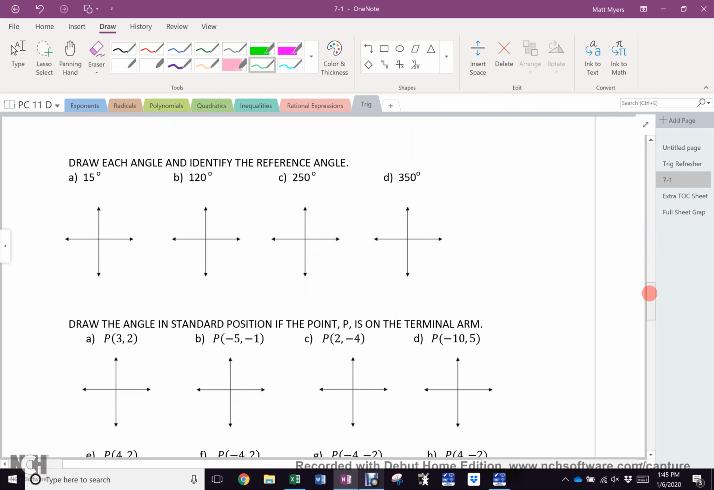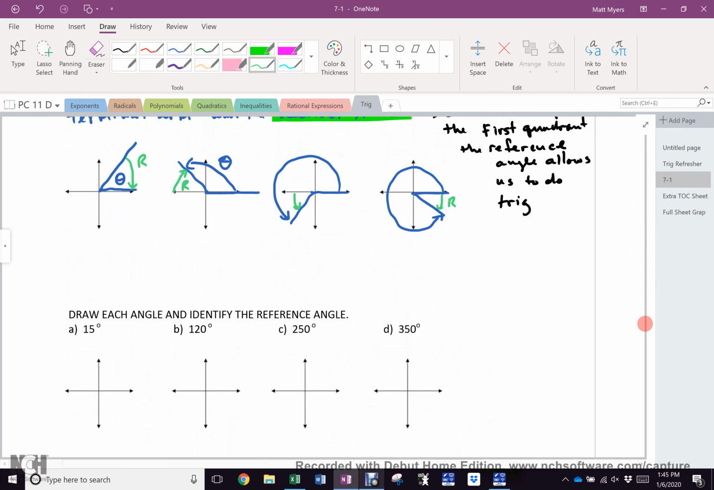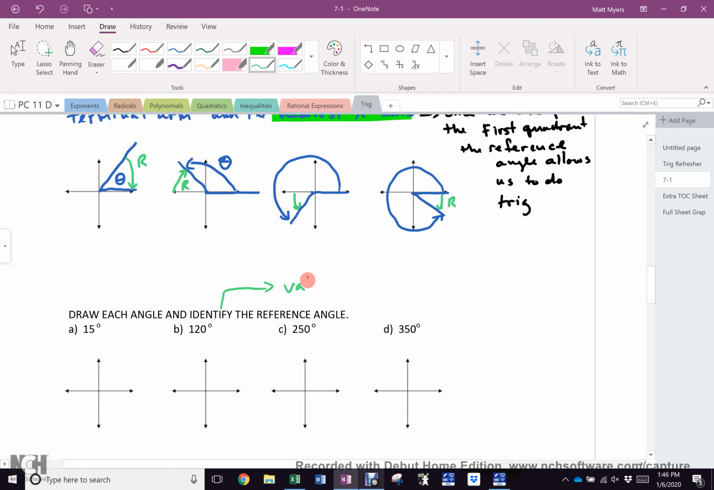You're thinking. Okay. So now I would like for you people to draw each and identify the reference angle. Now, when I say identify the reference angle, we've already identified it here, but this time I want a value for the reference angle. Now, I haven't shown you how to do this because I think you can figure it out. Go.